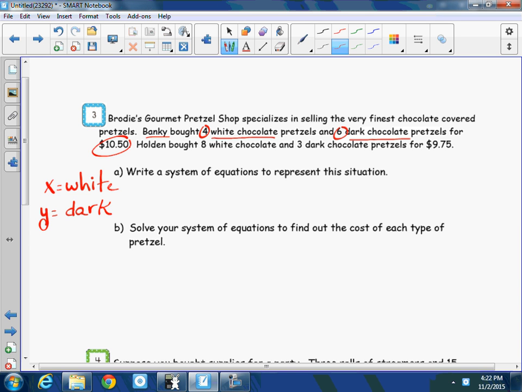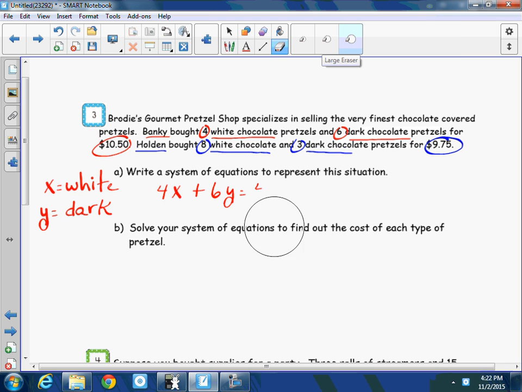That was Banky. And then I'm going to take another color for Holden. He bought 8 white, 3 dark for $9.75. Write systems of equations to represent this situation. I'm going to start with Banky. 4 white, so 4x, plus 6 dark, 6y, that equals $10.50.